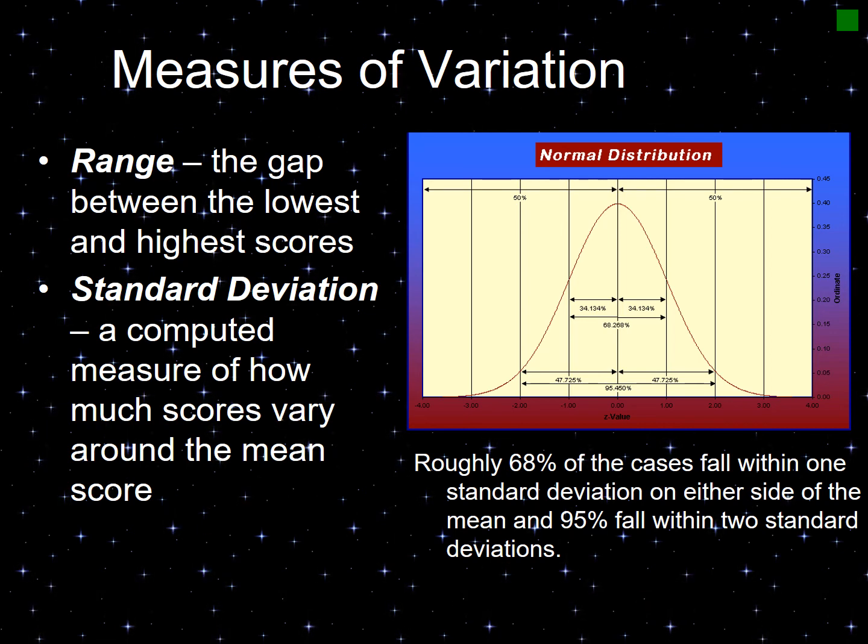Standard deviation is a computed measure of how much scores vary around the mean of the score. If we are in class and we have time, I usually do a cookie lab where you guys have to count the chocolate chips, and then you do the mean, median, mode, and you do standard deviation, and I'll give you the formula of how you figure it out. But what you really need to know for standard deviation is what happens.